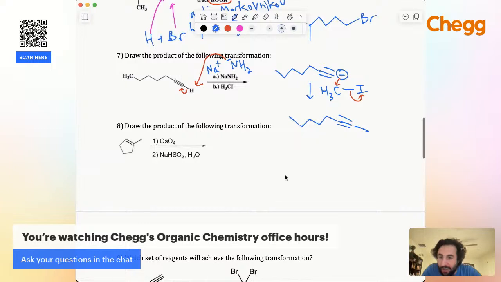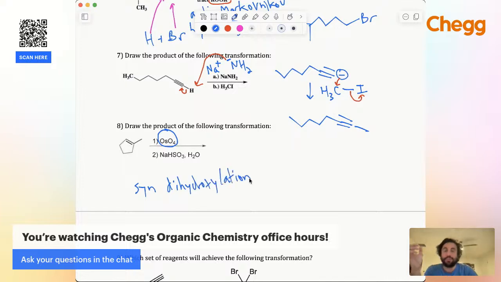Okay, so 8, draw the product of the following transformation. So here we have osmium tetroxide. This is another flashcard here. All we have to know is that we're doing syn dihydroxylation. So you have to have your flashcard where on the front of it, you draw these reaction conditions, and on the back, you have the words syn dihydroxylation.